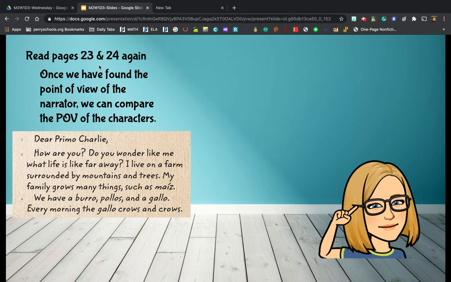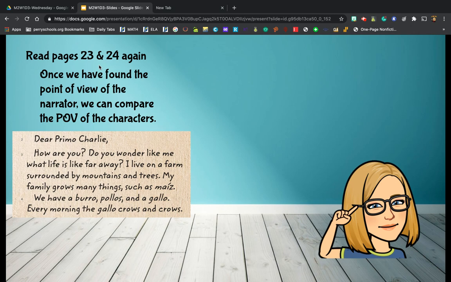So page 23. Dear Primo Charlie, how are you? Do you wonder, like me, what life is like far away? I live on a farm surrounded by mountains and trees. My family grows many things such as maize. We have a burro, pollos, and a gallo. Every morning the gallo crows and crows.